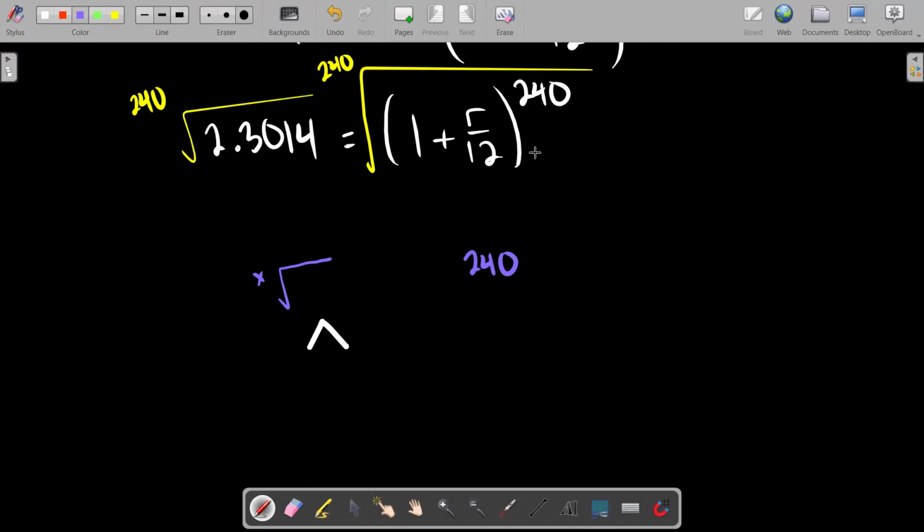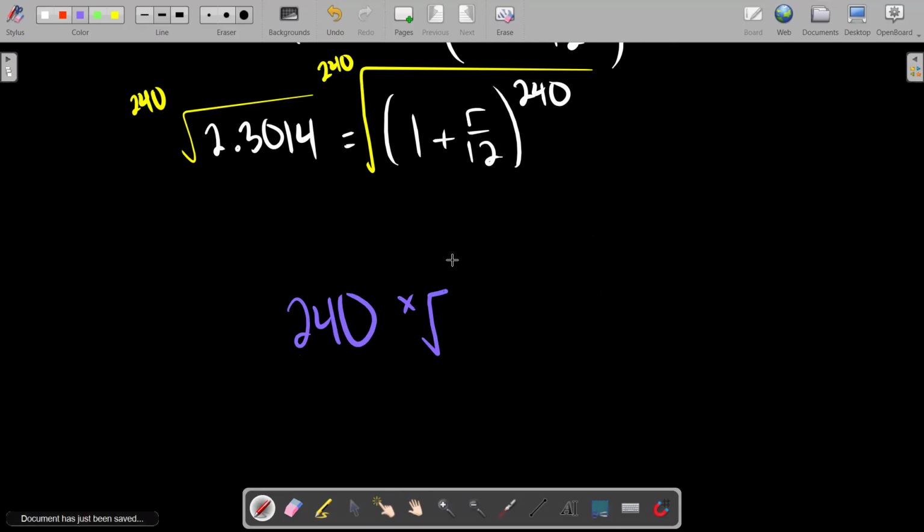So if you type 240 and then hit second up arrow, your screen will look like this. Don't be confused by that. What your calculator is telling you is that you're using the 240th root. It's not 240 times. That's just $12 calculator speak for the 240th root. Right. And we're going to take the 240th root of 2.3014.